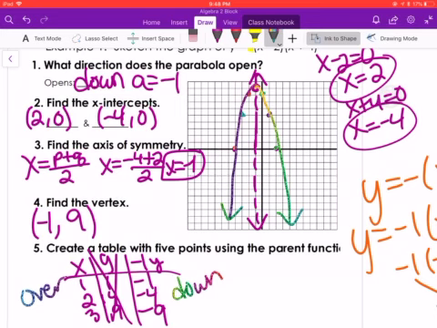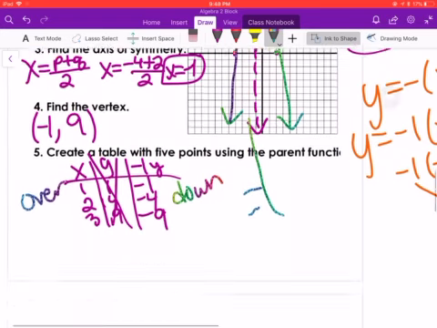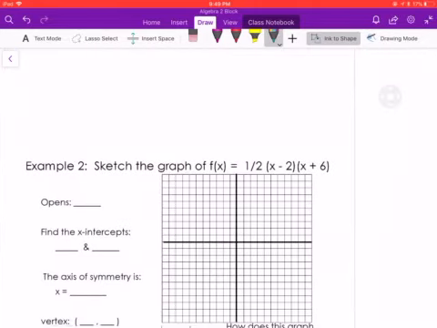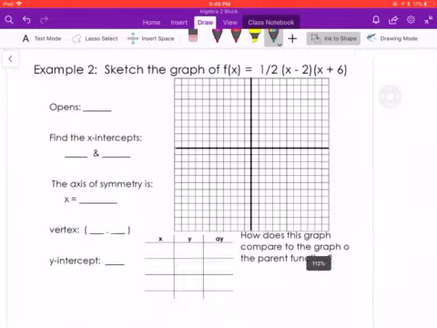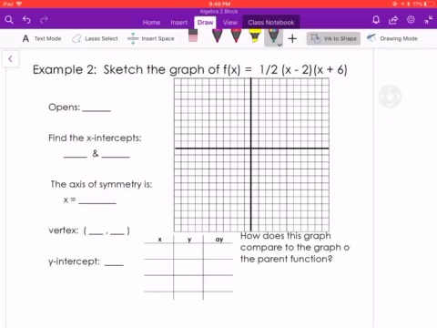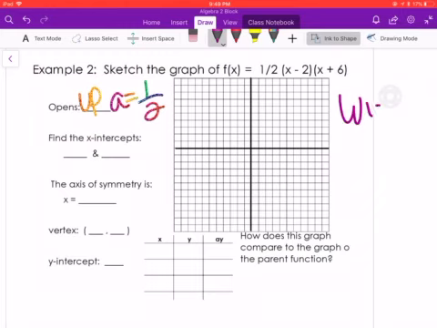All right, so I have one more example just to show you, if I can get this to move down here. This one is where we have a half, x minus 2, and x plus 6. So this parabola is going to open up because we have an a value of 1/2. It's positive. The 1/2 tells me it's going to be wider than the parent function. The standard width is just 1. So this one's going to be wider.